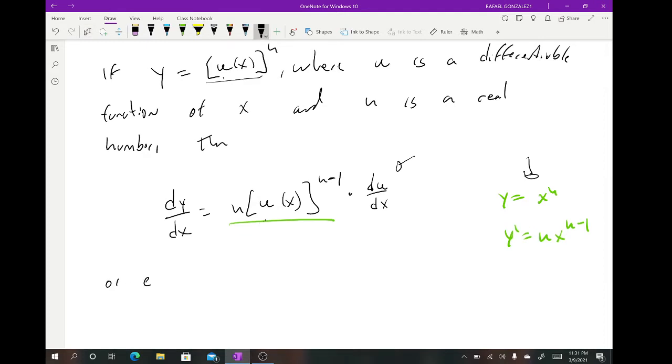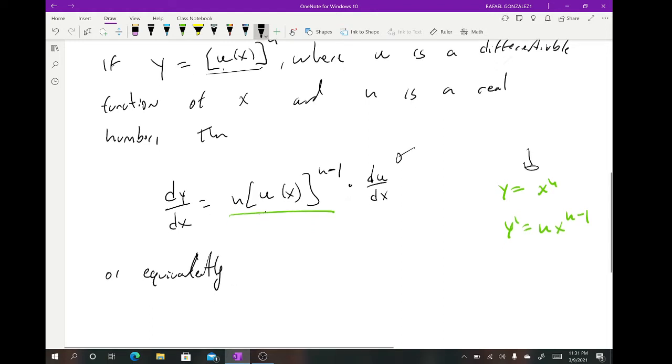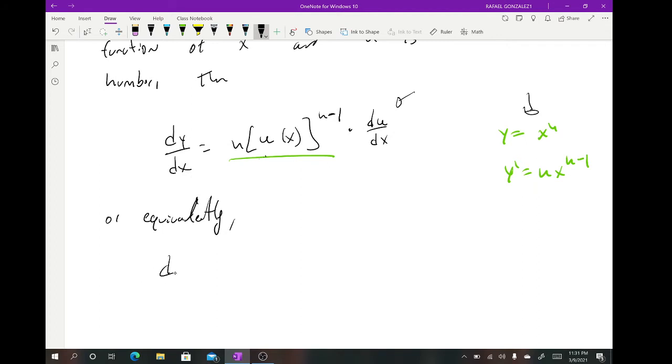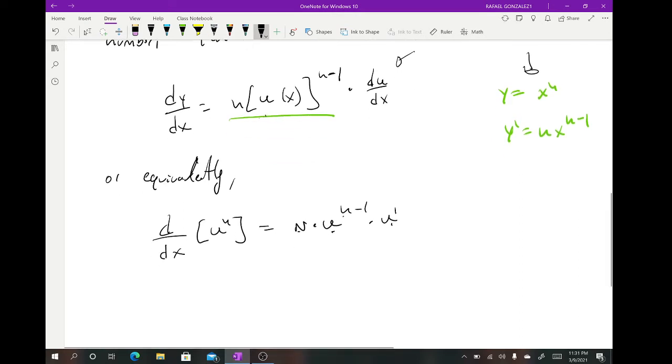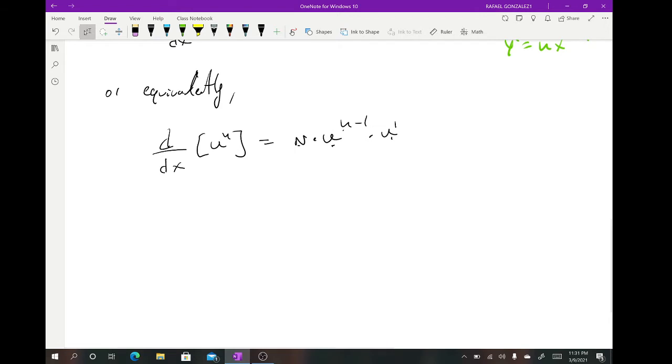So we could say equivalently, the derivative with respect to x of u to the n is equal to n times u to the n minus 1 times u prime. This is an n, this is a u, this is an n as well, and this is a u prime. Okay. So this is the general power rule.